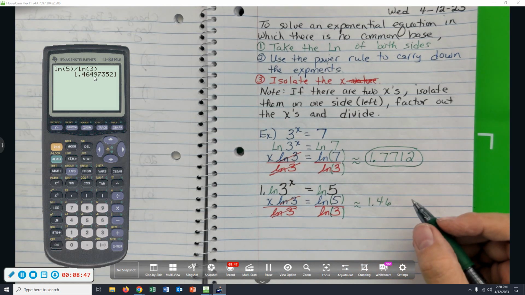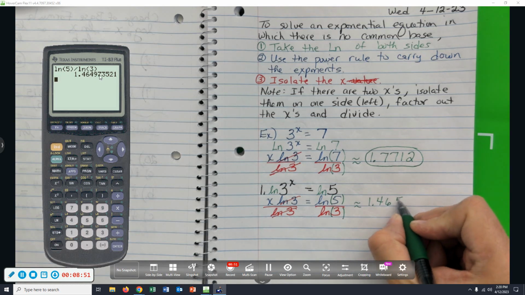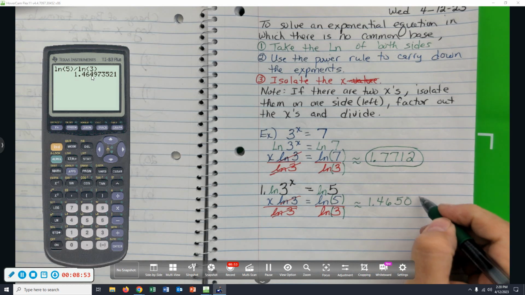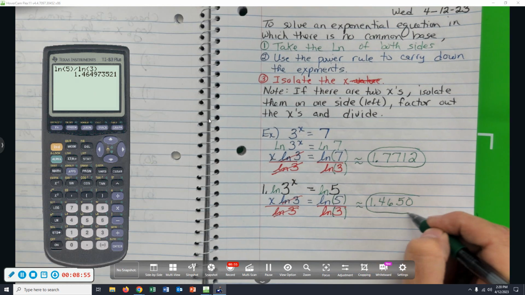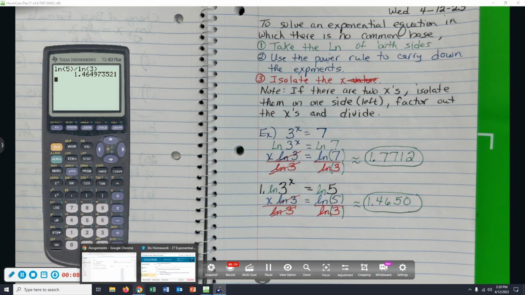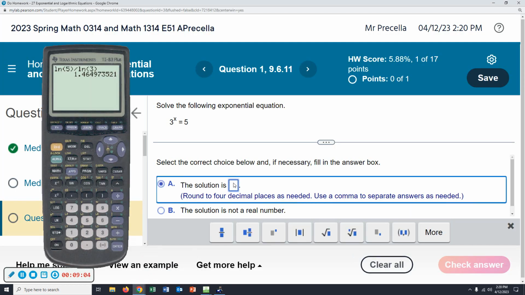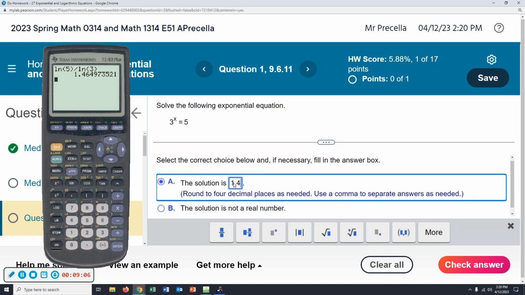Is that going to stay a 49 or go up to a 50? Okay, that 7 is 5 or more, so 50. So 3 to the 1.4650 power will give us 5, huh? So if that's above 5, you just round it to a 0? No, you round it up. Well, if it is a 5. Okay, so it would be 50. So I got it. Absolutely.